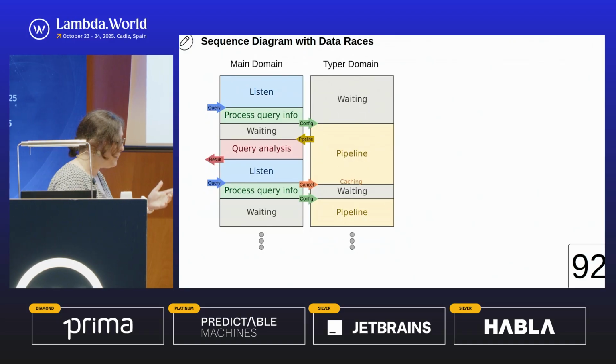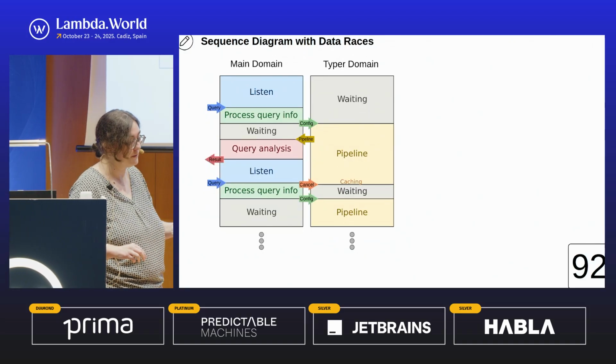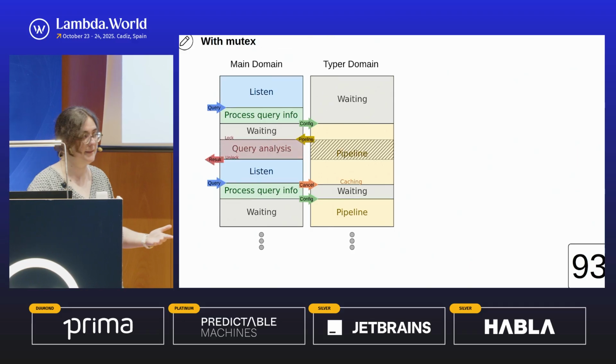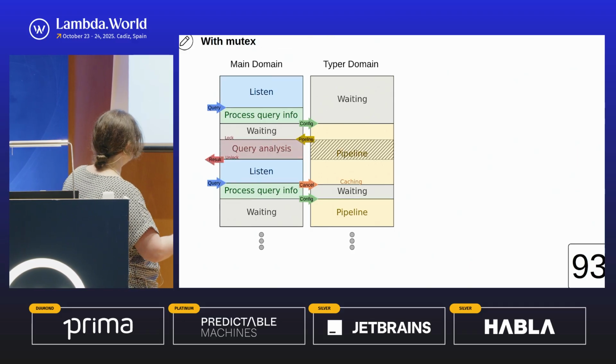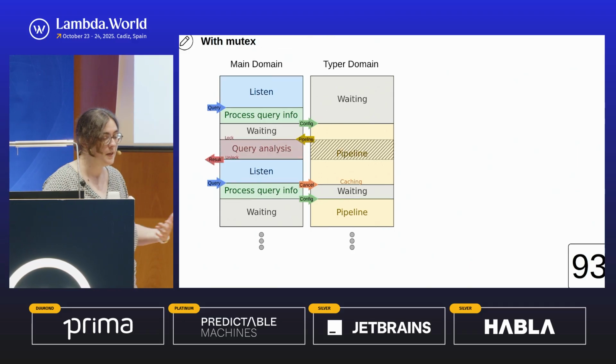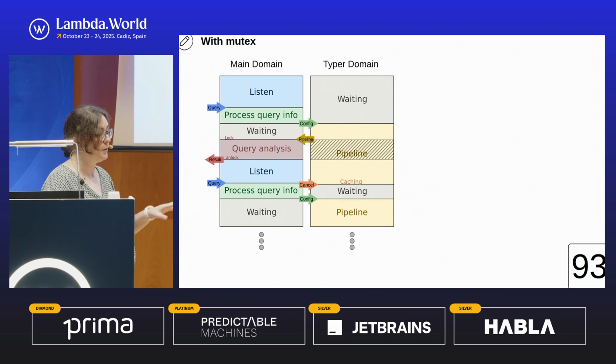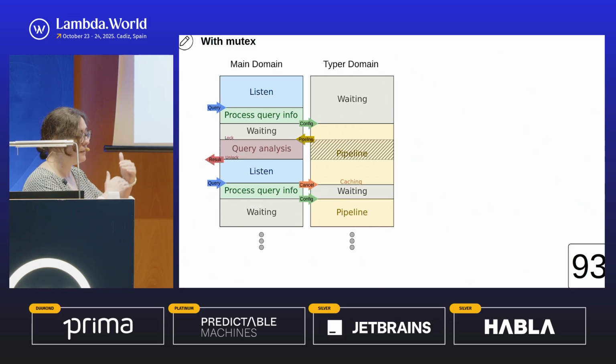So we still try to find a way to mitigate these data races. And there is a very easy way to do that, right? You put mutex everywhere. The worst data races happen when the query analysis and the pipeline run in parallel, because they both change the typer state. So you can have very weird answers. There are many places where you could put the mutex to get more or fewer data races.